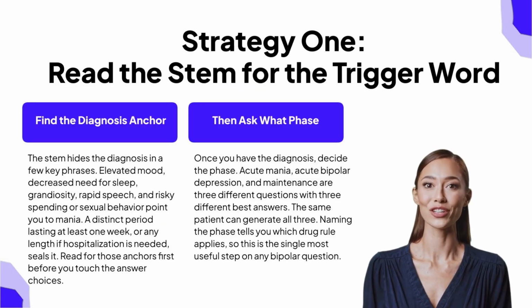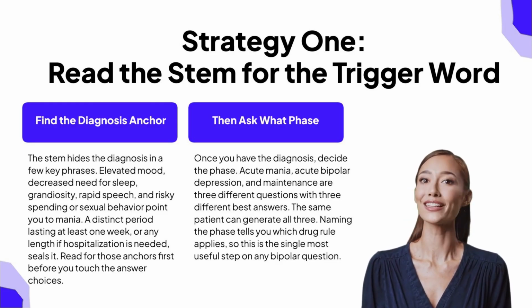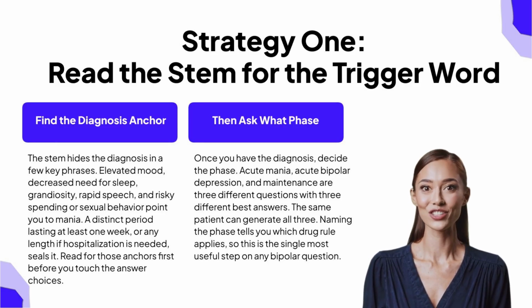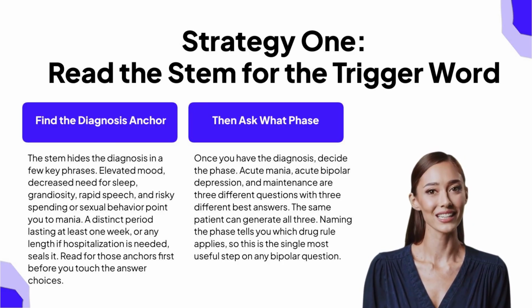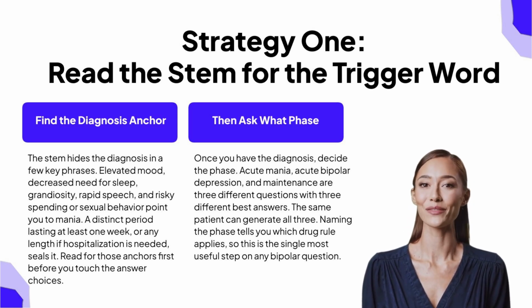Strategy 1 is to read the stem for the trigger words before you look at the answers. The exam hides the diagnosis in a handful of phrases: elevated or irritable mood, a decreased need for sleep, grandiosity, rapid speech, and risky spending or sexual behavior all point toward mania. A distinct period lasting at least 1 week, or any length if the patient needs hospitalization, confirms a manic episode.